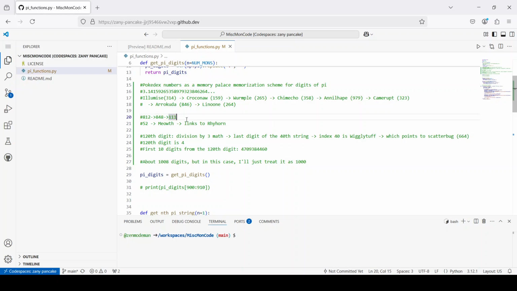This gives me another layer of redundancy where if I happen to forget a certain connection, I can compute where I am in the other index map for strings. In this case, I know this is the 50th string. That's easy to remember. Rillaboom represents the 50th string. And so I know I'm in the 52nd, which is Meowth, which links to Rhyhorn.